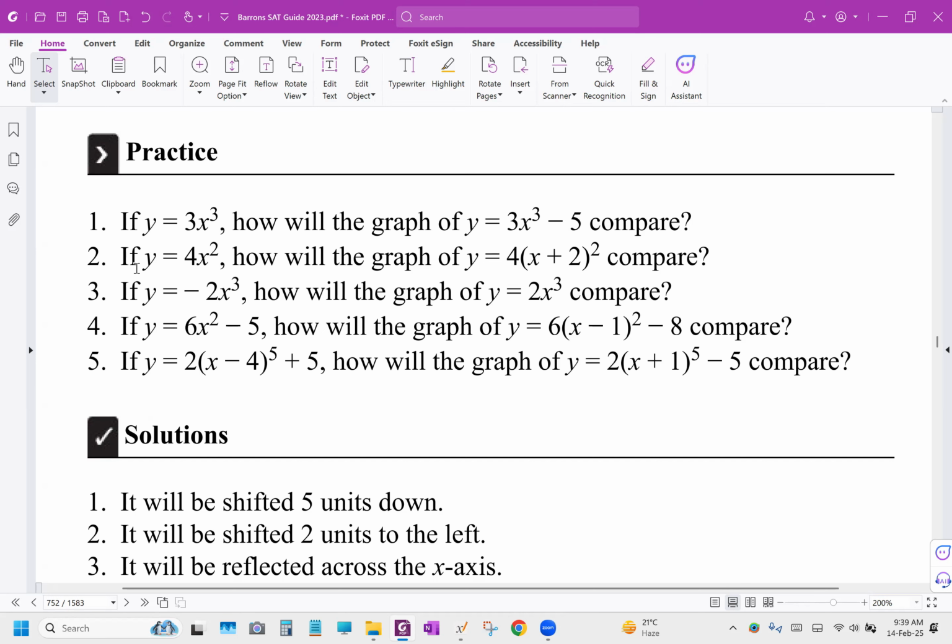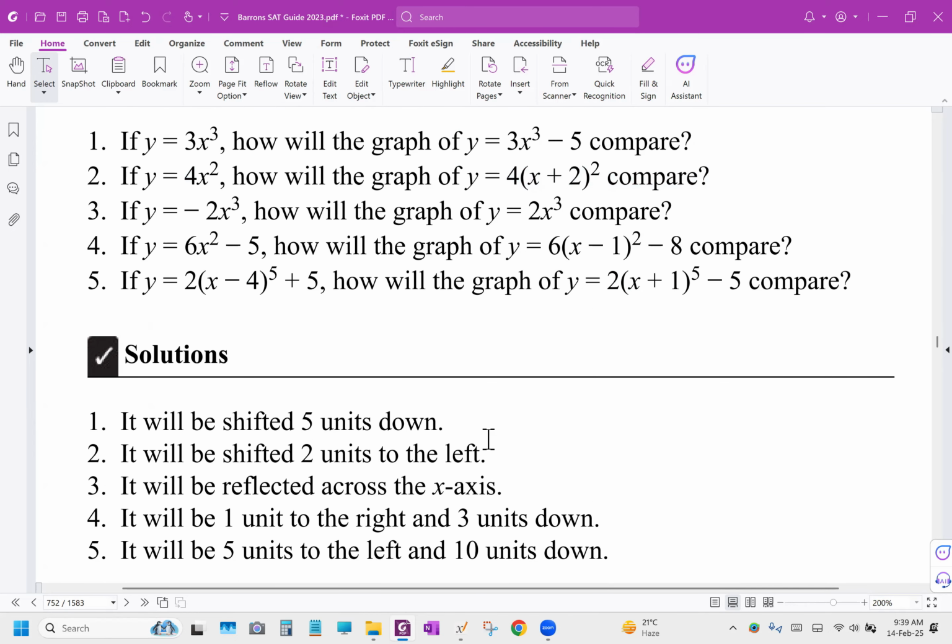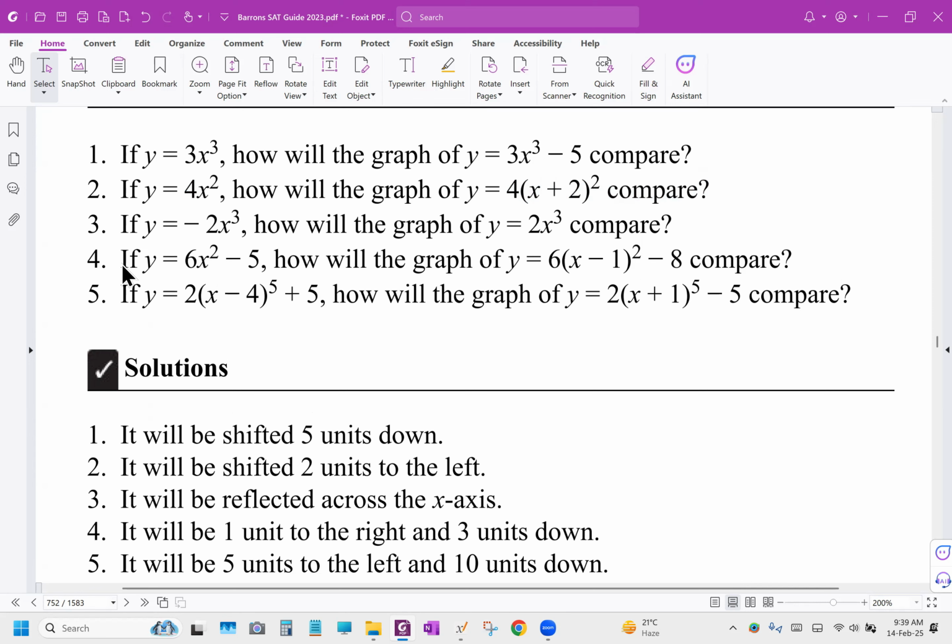And if y equals 4x squared, how will the graph of y equals 4 times (x plus 2) whole squared compare? The graph will shift in the left direction. If y equals negative 2x squared, how will the graph compare? This is basically the reflection, reflection against the x-axis.